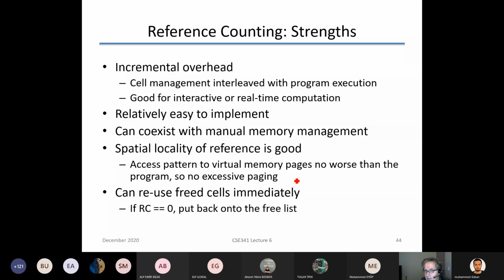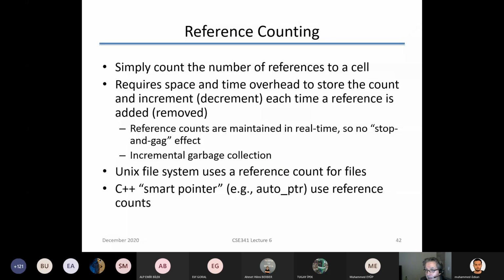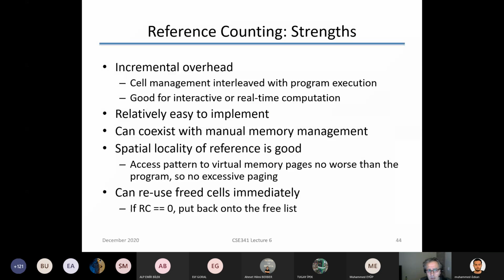And it can reuse freed cells immediately. Once you know that you have a zero count, then you can do it right away. It is incremental, relatively easy to implement, and can coexist with manual memory management. So you can add this to manual memory management.